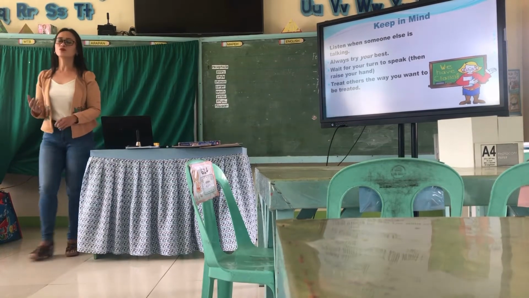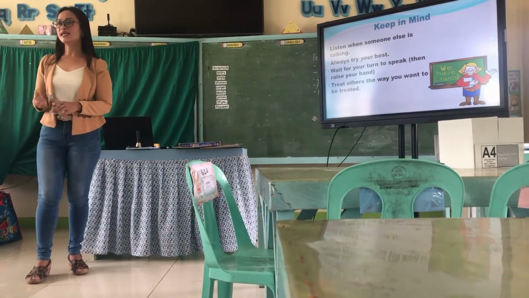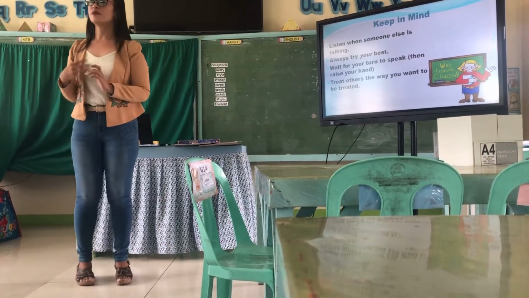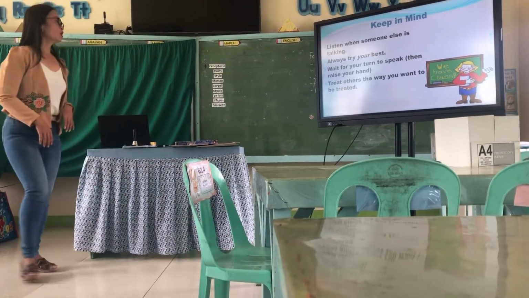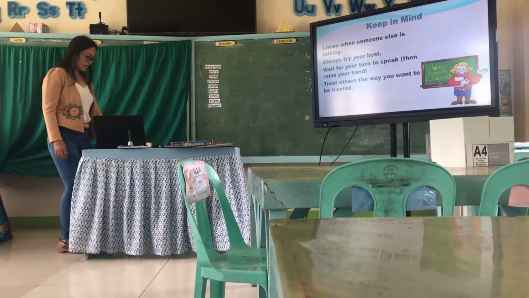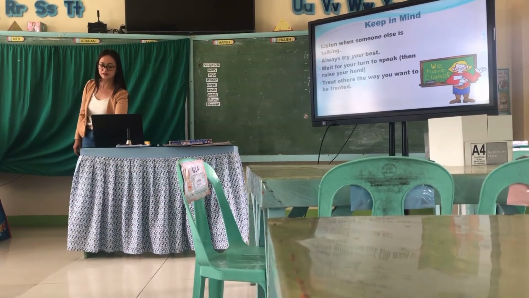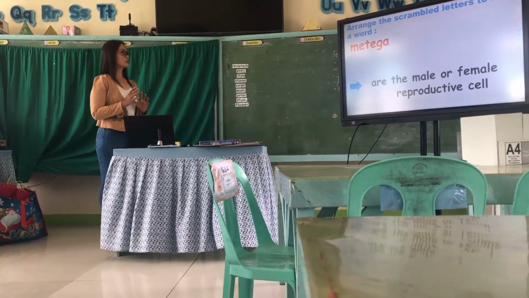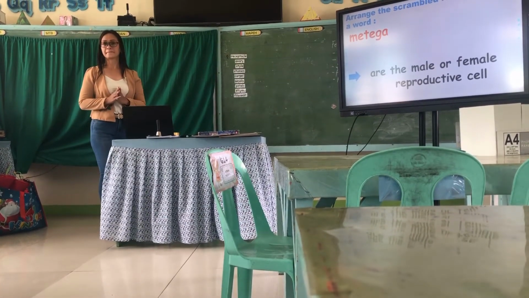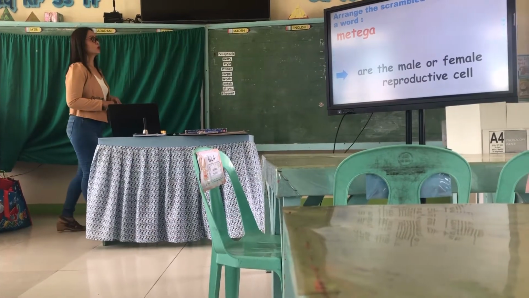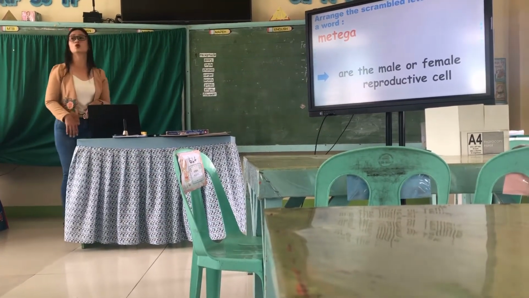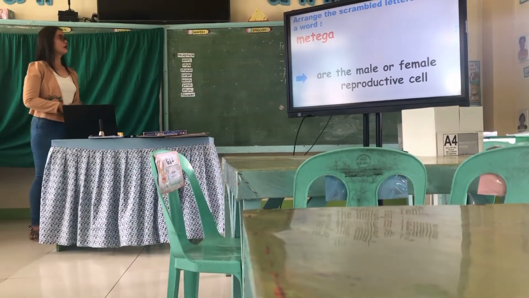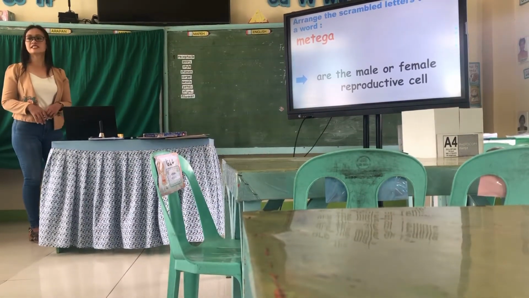As we go on with our lesson, there are some difficult words that we may encounter in our discussion. So let us unlock those difficulties. You arrange these scrambled letters to form a word. The definition below, or the meaning below, will give you a clue of what the word is. Okay, the first word means the male or female reproductive cell.